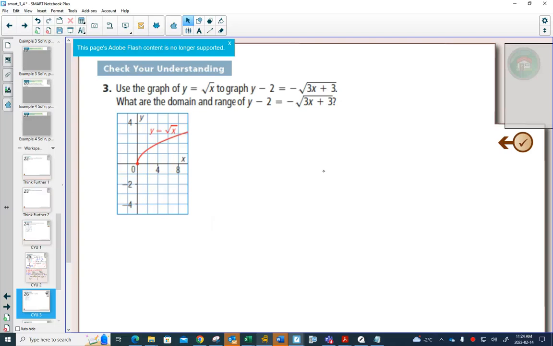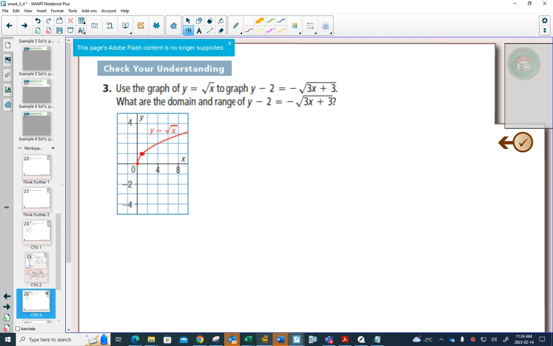Use the graph of y equals the square root of x to graph y minus 2 equals negative square root of 3x plus 3. So this question is in explicit notation. There's no function notation. We're given the actual equation.